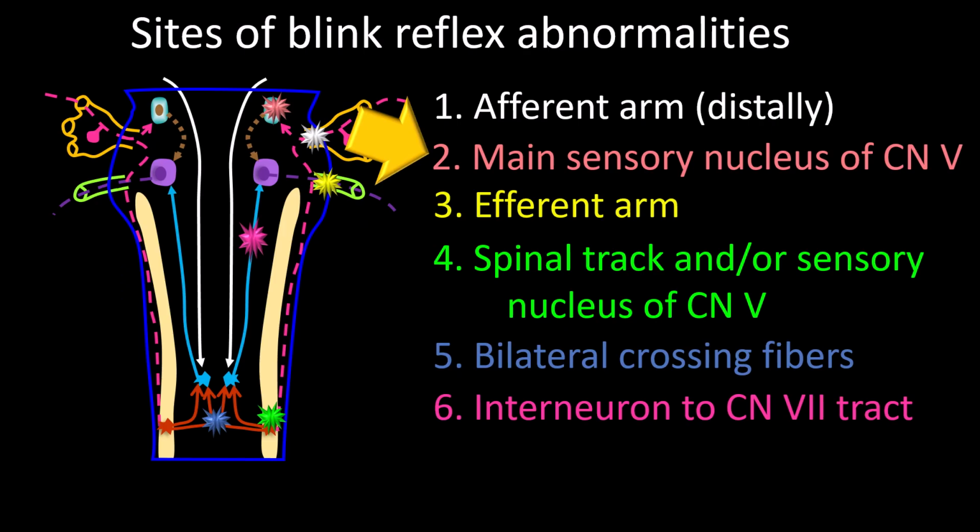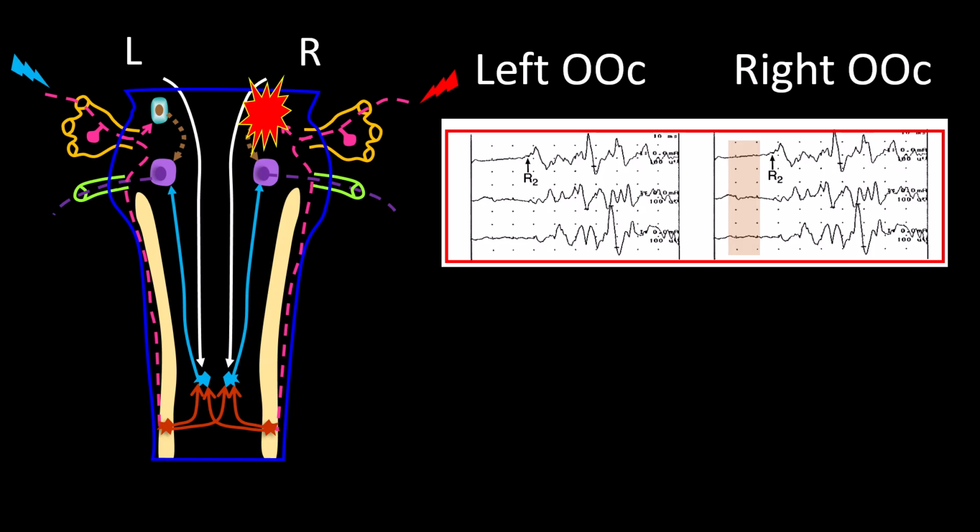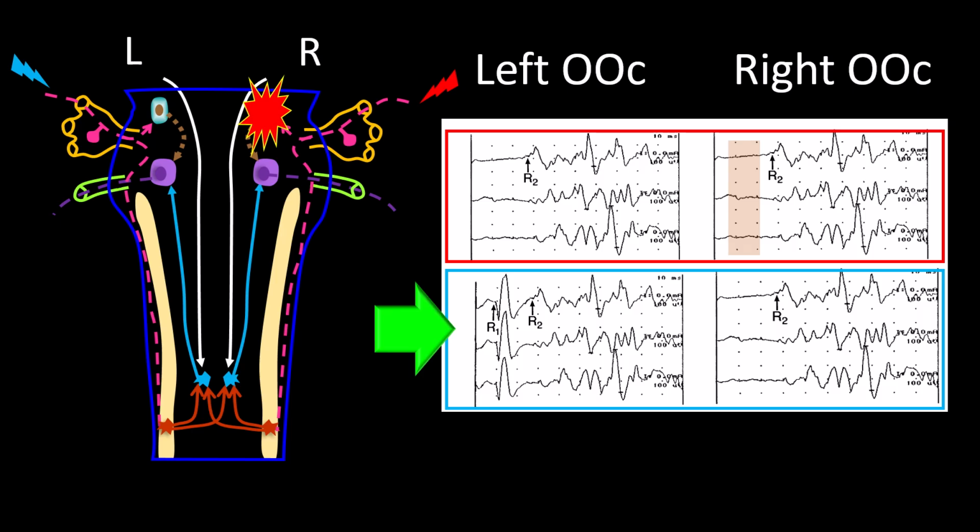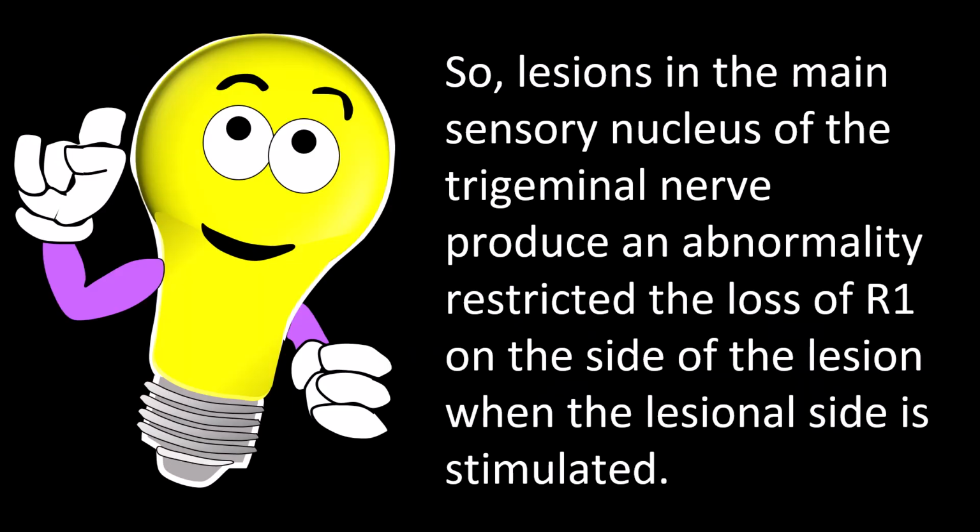Next, we will look at main nucleus of the trigeminal nerve lesions. These lesions affect neurons, thus interrupt conduction. The current interruption is limited to the pontine circuitry. This interruption manifests by the absence of R1 on the site of the stimulus. Normal R2 ipsilateral and normal R2 contralateral. Left side stimulus generates a normal study. So lesions in the main sensory nucleus of the trigeminal nerve produce an abnormality restricted to the loss of R1 on the site of the lesion when the lesional site is stimulated.